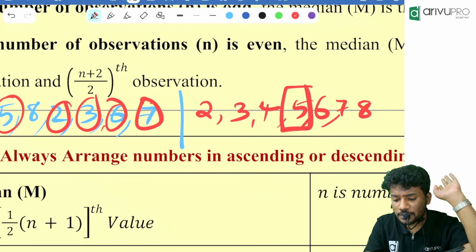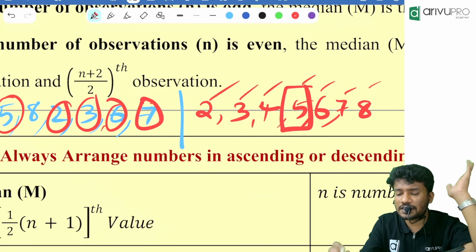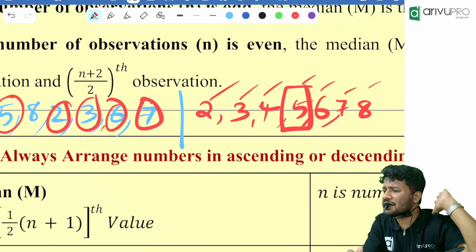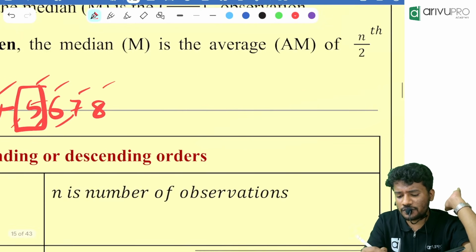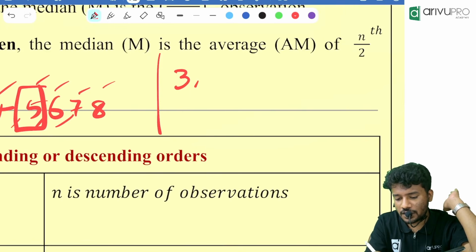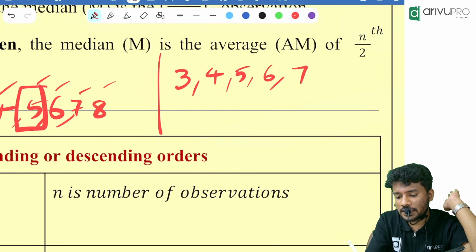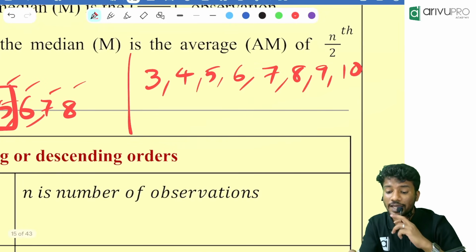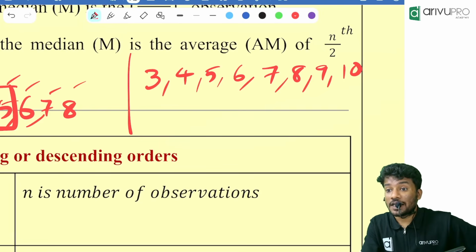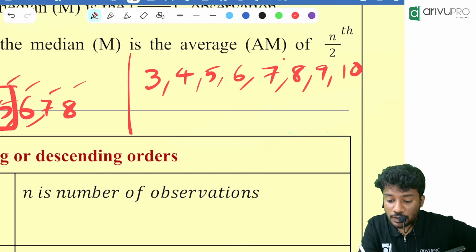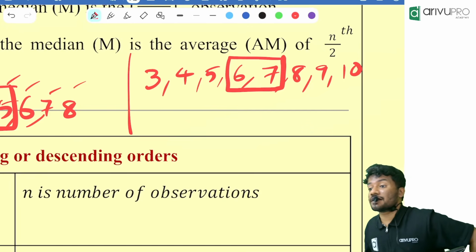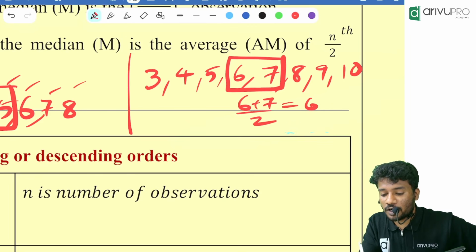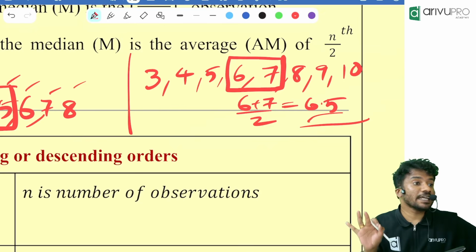Now, how many numbers are there in total? 1, 2, 3, 4, 5, 6, 7 numbers are there in total. That means it is an odd count of numbers, so you can directly write that the middle value is the median. Then what if there are even numbers? For example, find the median of this: 3, 4, 5, 6, 7, 8, 9, 10. How many numbers are there in total now? 8 numbers. So whenever you have 8 numbers in total, which 2 numbers are in the middle? 6 and 7 are in the middle, right? What is the average of 6 and 7? 6 plus 7 divided by 2, which is equal to how much? 6.5.